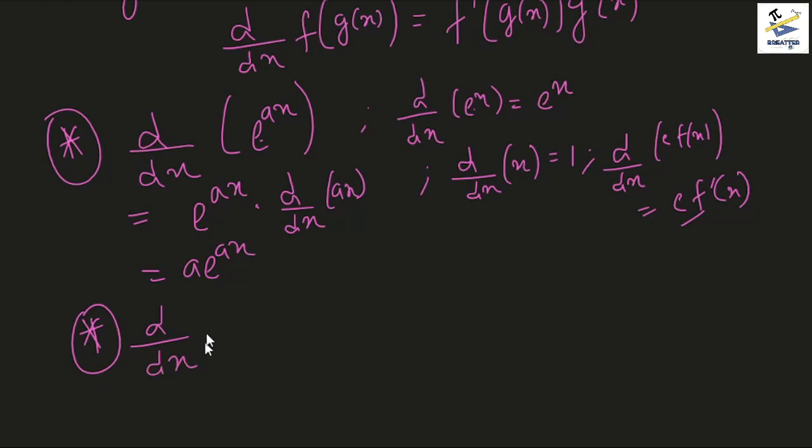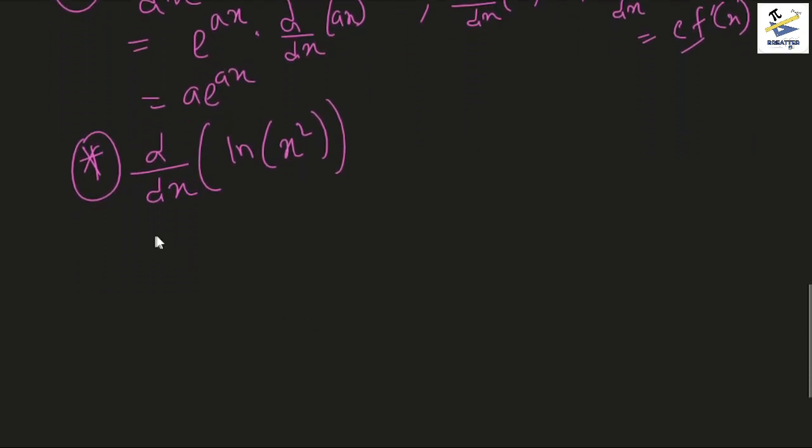d/dx of ln of, let's say, x squared. So how do we do this? Well, first we try to think what the d/dx of ln of x is, because the first function is ln of x, right? So d/dx of ln of x is equal to 1 by x, right? So pretend as if this function is ln of x and we write the derivative as 1 by x squared.